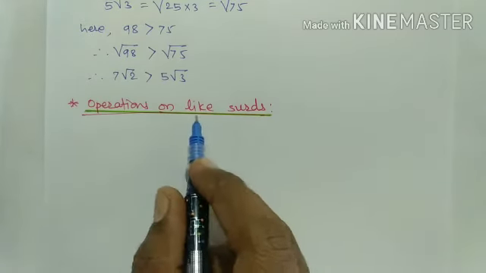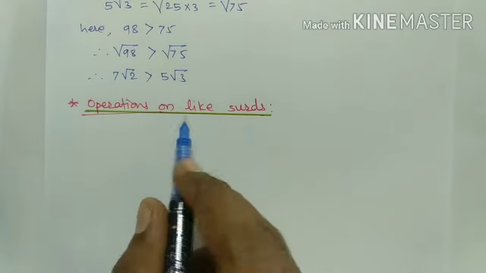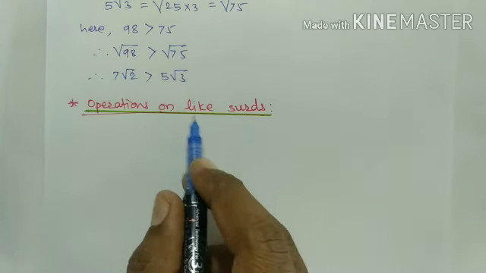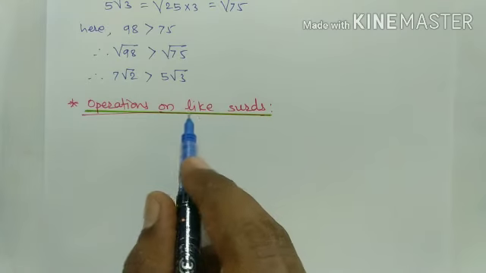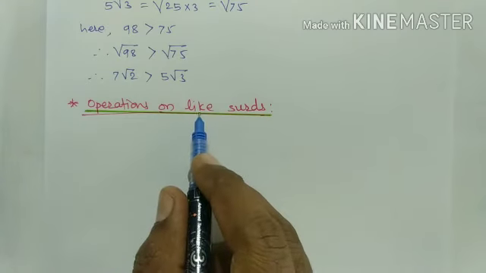Such type of surds are called like surds. Now, in the mathematical operations, addition and subtraction are done only for like surds.